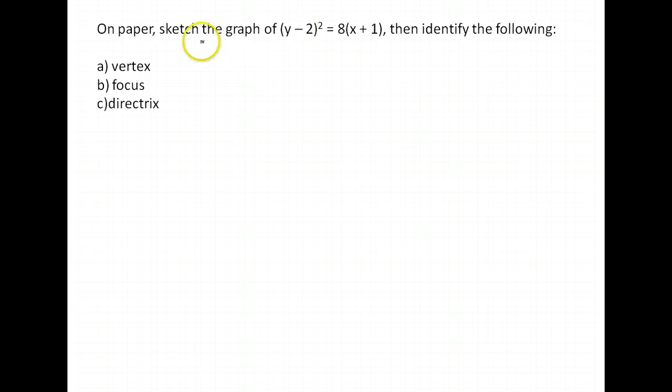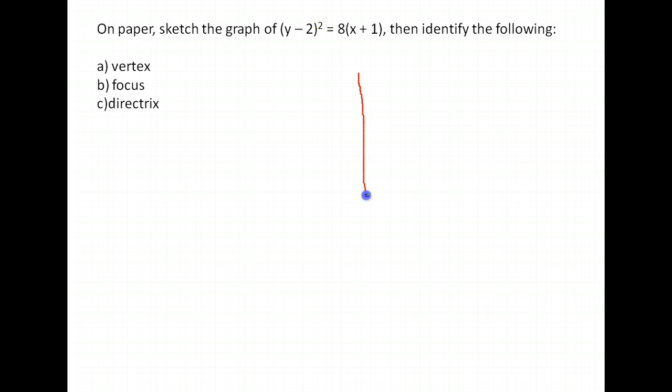Alright, so let's take a look at this. We're asked to sketch on paper the graph of this function. It is a parabola. We have a squared and the other value is not squared. Also notice that it's the y value that is squared and not the x value, so this will open either to the right or to the left rather than up or down. We're asked to find the vertex, the focus, and the directrix as we're graphing this parabola.